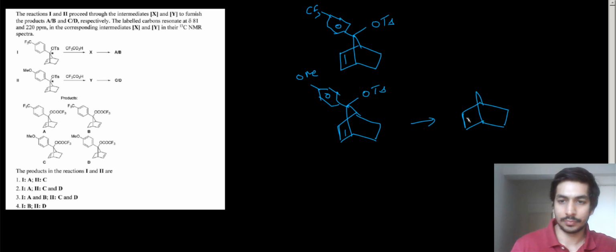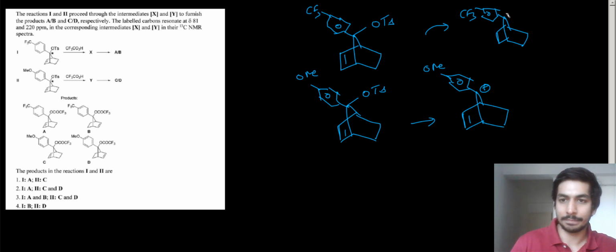So sorry for my bad drawing. I am not very good at these things. In this case, we'll also get a similar thing, right? We'll have a CF3 group attached. I'm very sorry for this bad writing. And we have a double bond over here.